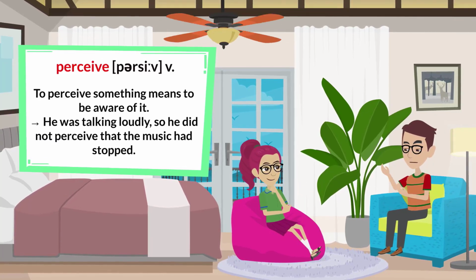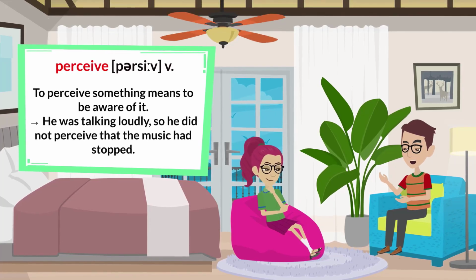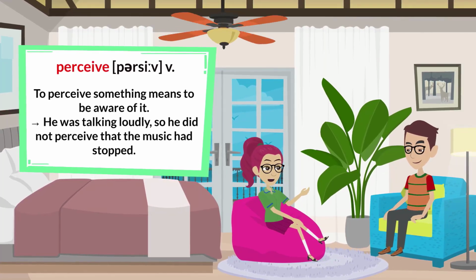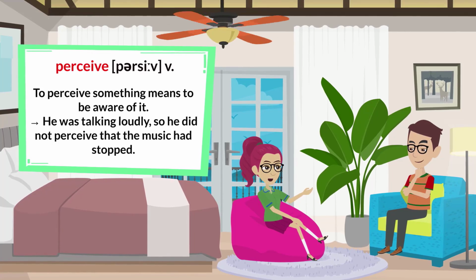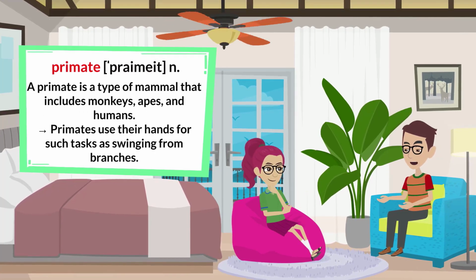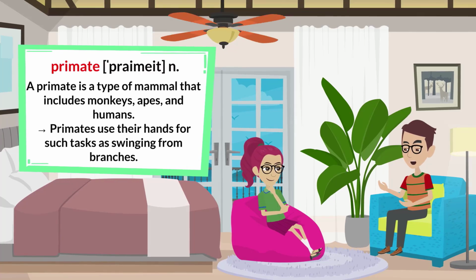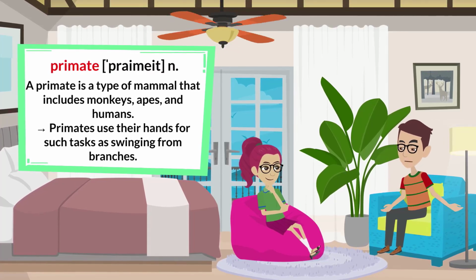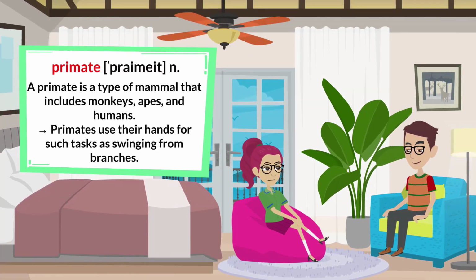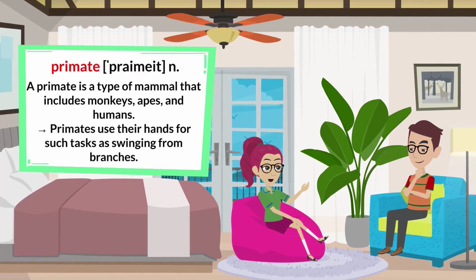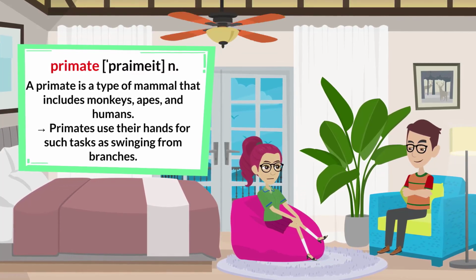Perceive. To perceive something means to be aware of it. He was talking loudly, so he did not perceive that the music had stopped. Primate. A primate is a type of mammal that includes monkeys, apes, and humans. Primates use their hands for such tasks as swinging from branches.